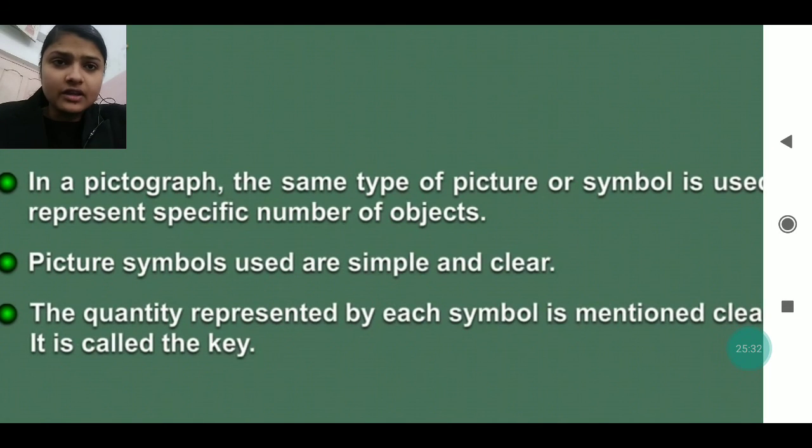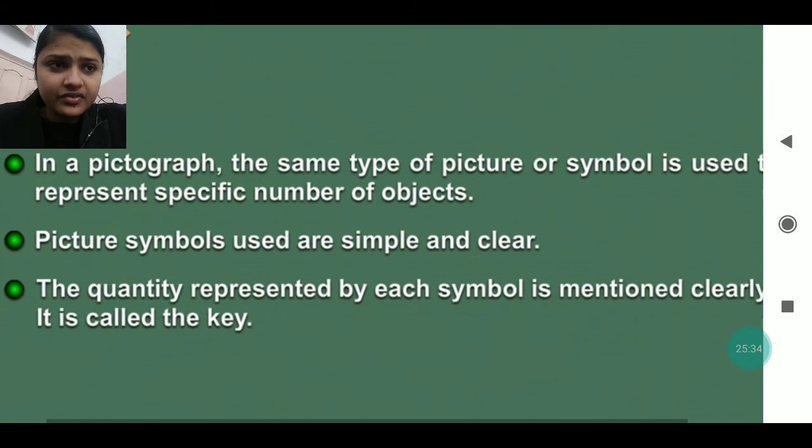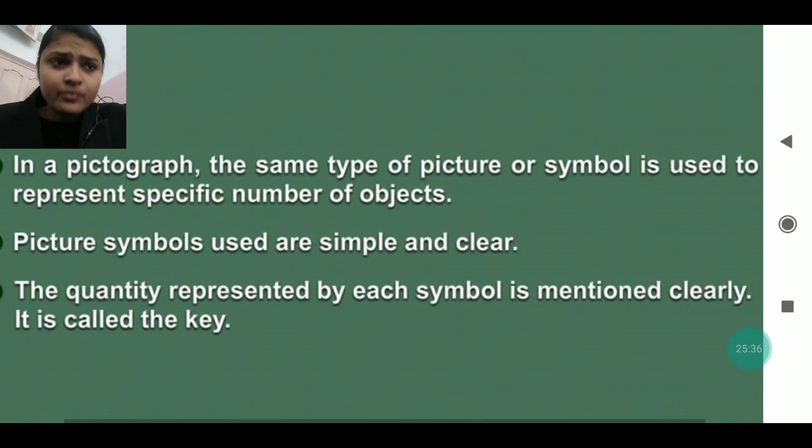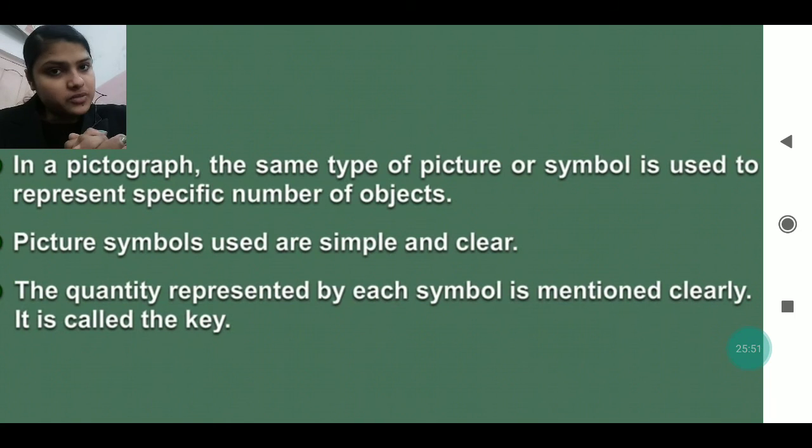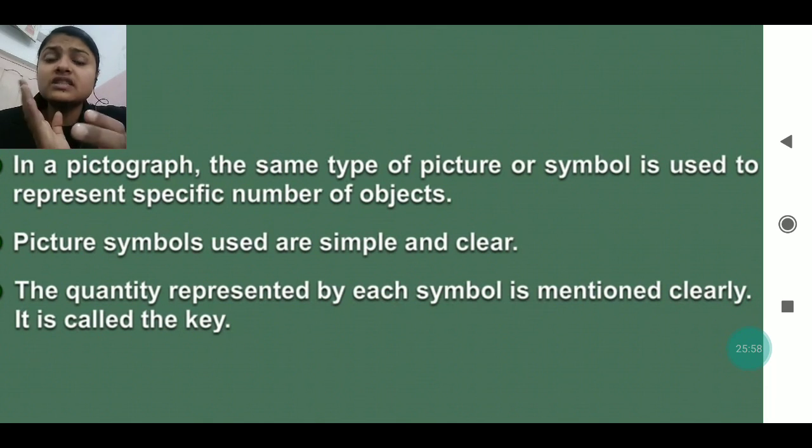Last but not the least, now we are having the pictograph that we have done just now. Pictograph means what? A symbolic representation of any given data. In a pictograph, the same type of pictures or symbols is used to represent a specific number of objects. We use symbols or pictures to make the data look simple and easy to understand.